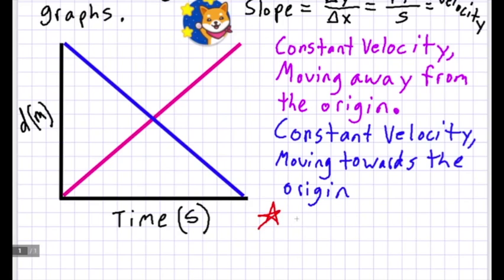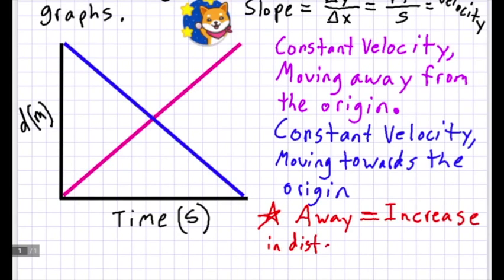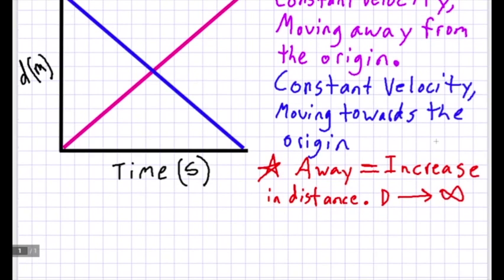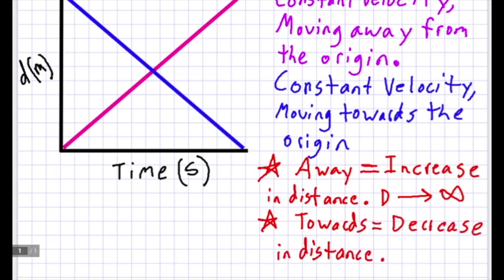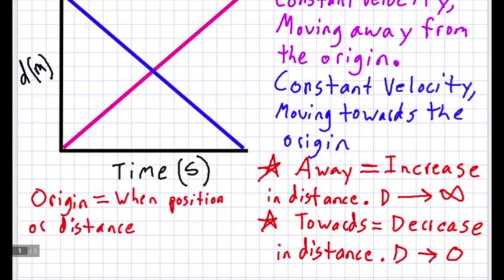Summarizing what we just talked about, we can classify distance increasing as moving away. In other words, when our distance approaches infinity or moves away from 0, that means that our object is moving away from the origin. Oppositely, when our distance decreases or our distance is getting closer and closer to 0, we can classify that as moving towards the origin. The origin is just the place where distance is equal to 0 meters. When looking at a motion graph, that would be where the y and x axes intercept, meaning that y is equal to 0 meters.